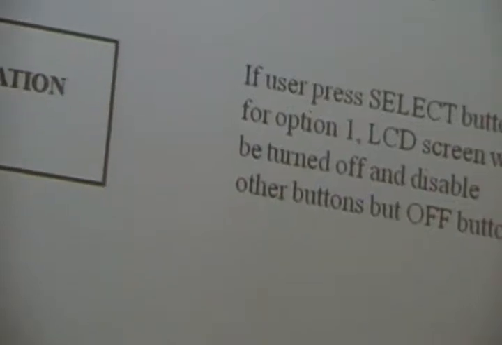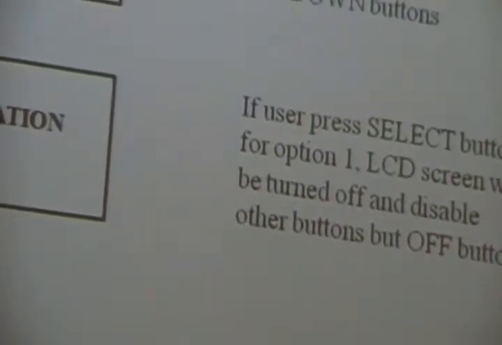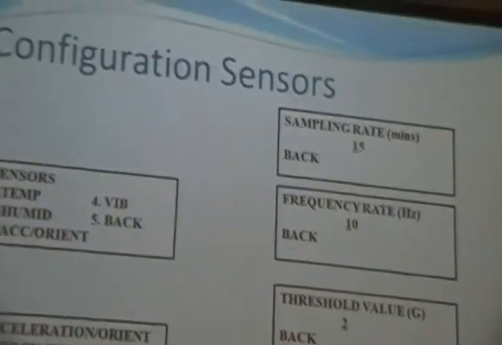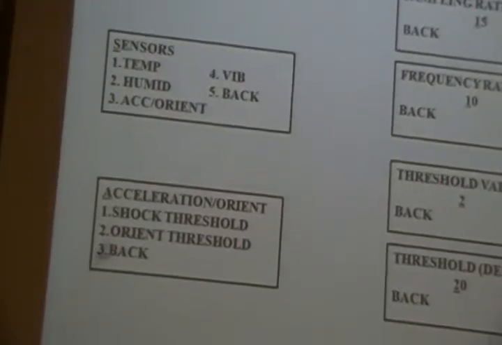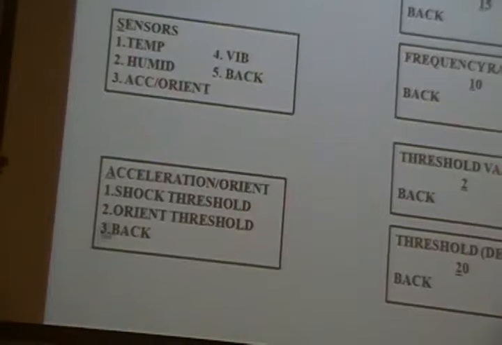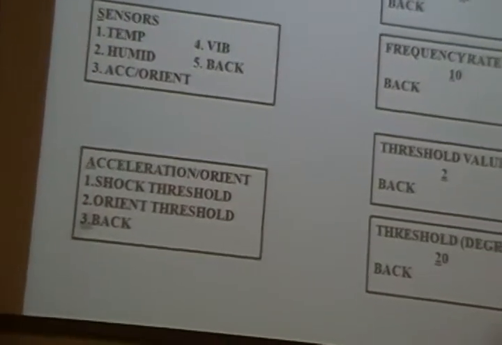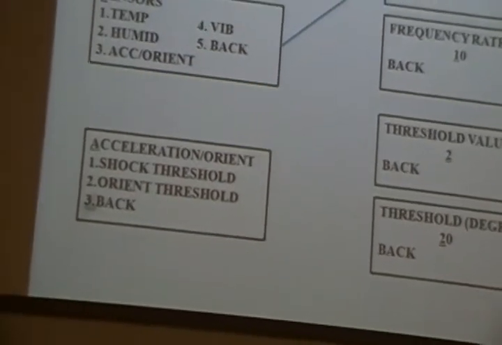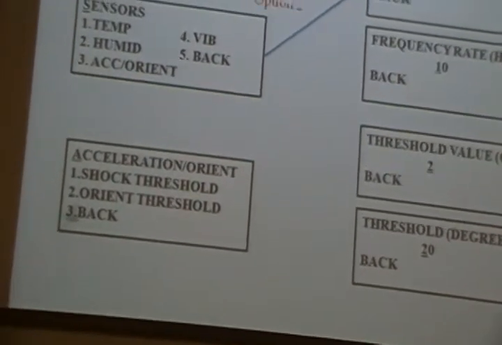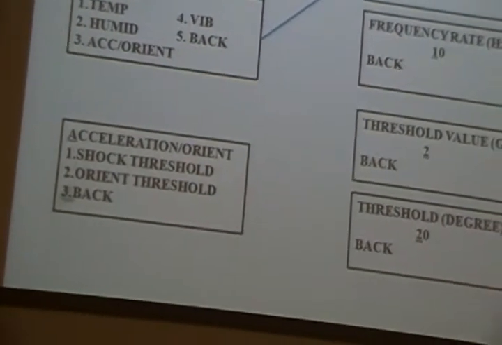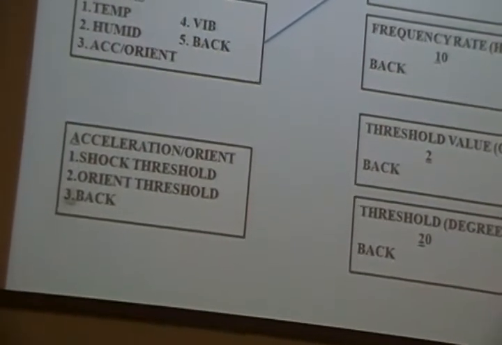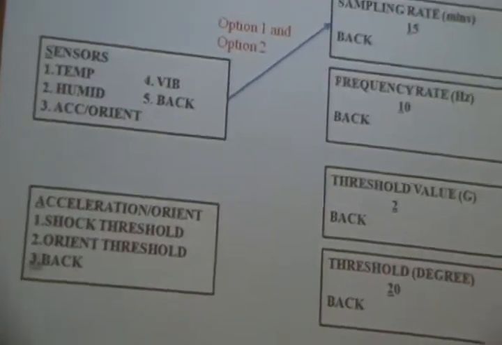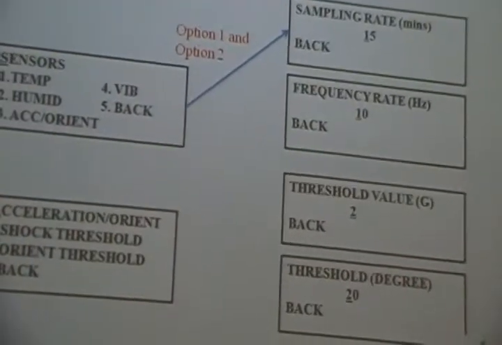data from the sensors. But if the user decides to go with sensor configuration, this screen on the left will be displayed. It will show all the sensors that we have: temperature, humidity, acceleration, orientation, and vibration. So if the user wants to go with option 1 and 2, which are temperature and humidity, for the sampling rate, that screen will be displayed for 15 minutes to 2 hours in increments of 15 minutes.